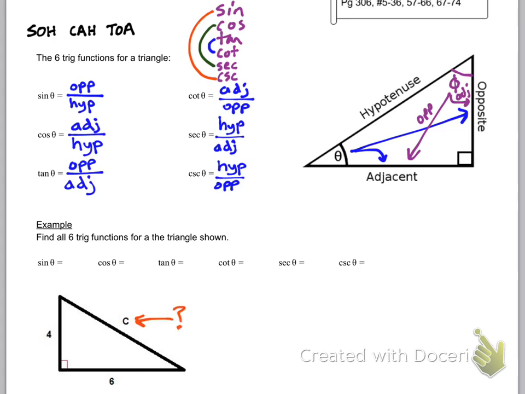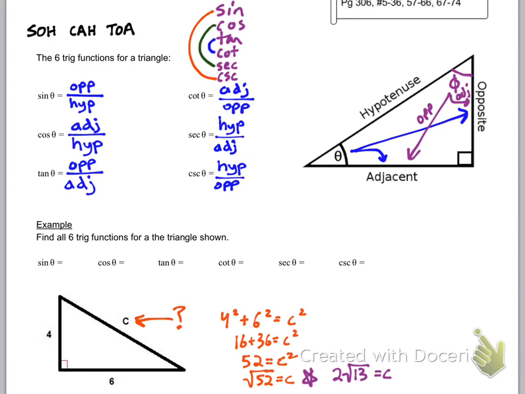So let's use this. First off, I'm given a triangle, and I need to know what all the sides are. Sometimes I only have two, so I need to use the Pythagorean Theorem to find the third side, and we get that c is the square root of 52. But caution, if you can simplify square roots, you need to do that because that will change these fractions later on. You'll see that in a moment. So the square root of 52 is equal to 2 root 13. Ask a classmate when you get to class if you're not sure why that is.